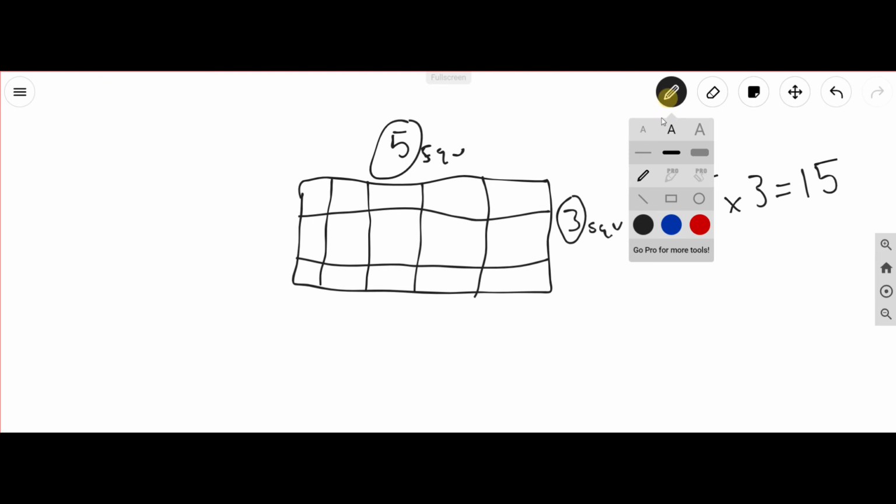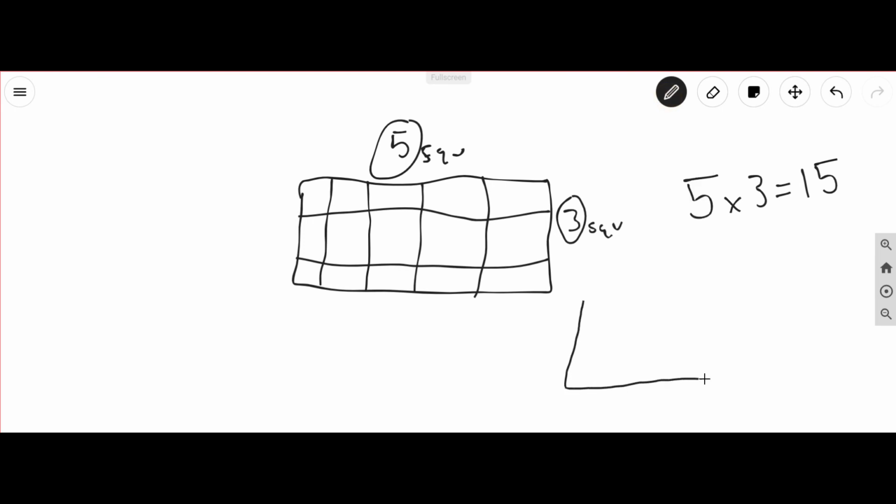Now, everything we measure is in squares. Like, if we take this and we do 2 by 1, our width and length, that's measured in squares, because we divide it up and get little squares inside of the boundaries.